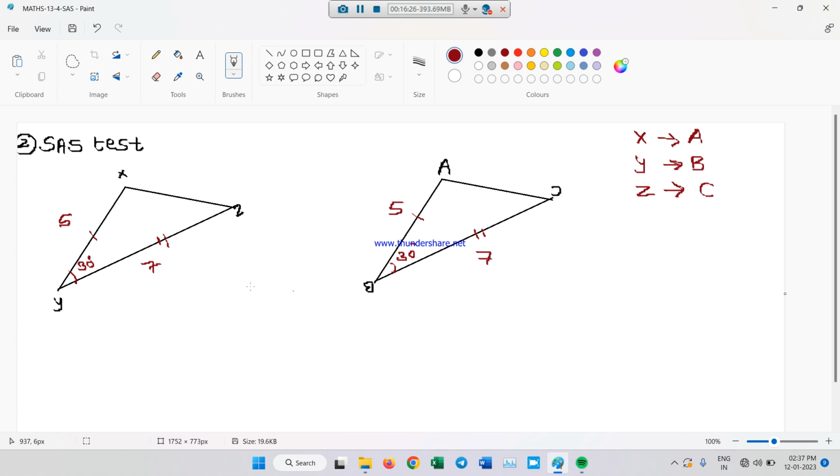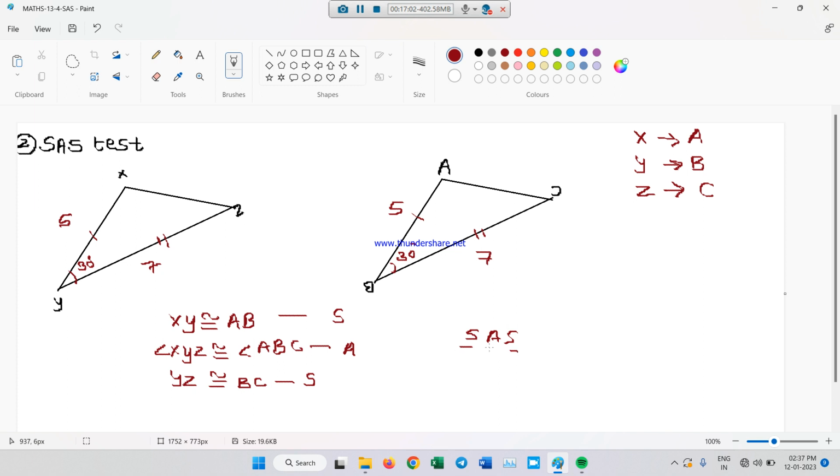So what I concluded is, in these two triangles, let's say what all is equal, let's say first what is equal. Here XY and there AB. Here angle XYZ and there angle ABC. Here side YZ and there side BC. So in this way there is one S, there is one A. S means side, A means angle, and there is another S. So here the two sides and one angle, these three are contributing in making these two triangles congruent.